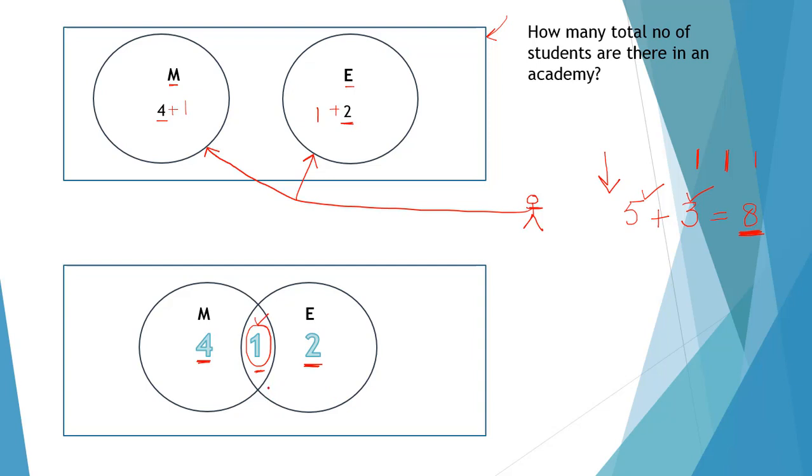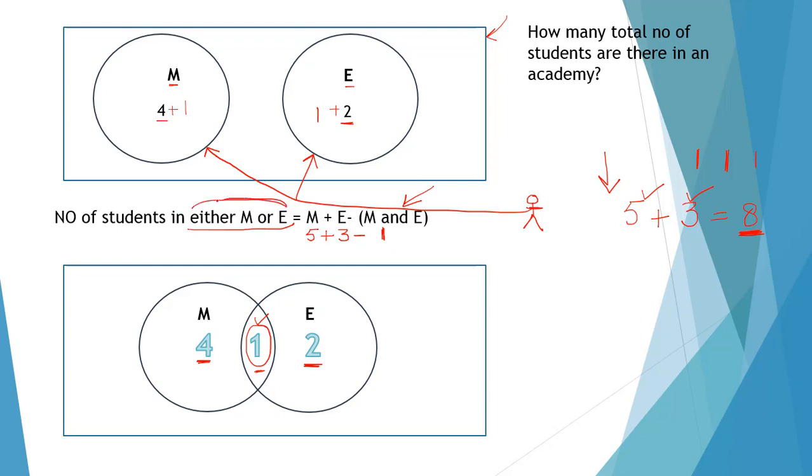We use the formula. Number of students in either math or English is equal to total number of students in math class plus total number of students in English class minus number of students taking both the courses. We can also write it as M intersection E. This term means that you are counting all the students. So total students in math class 5 and total students in English class 3, and now to avoid the double counting, we subtract the number of students of the intersection area.